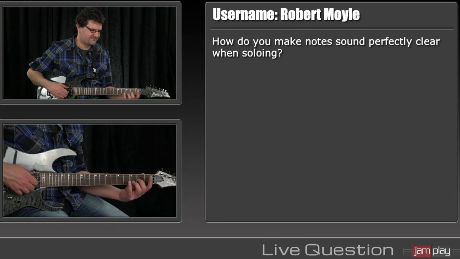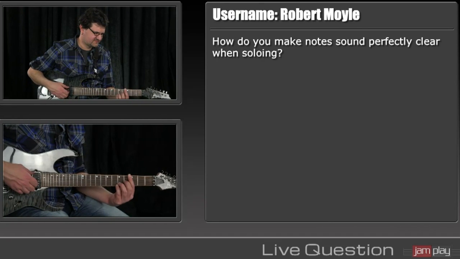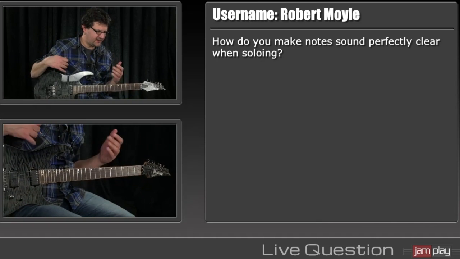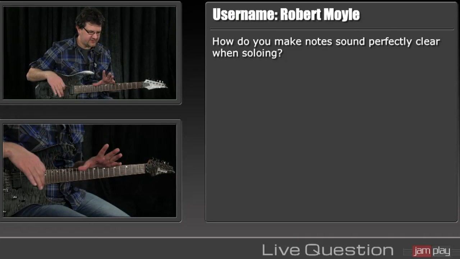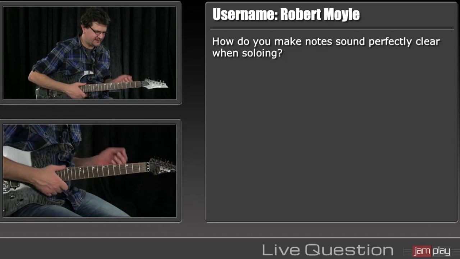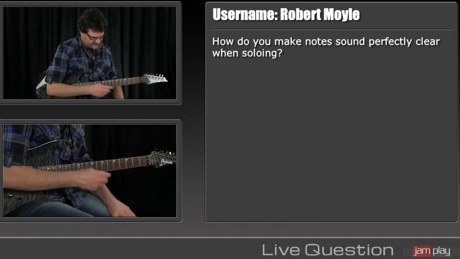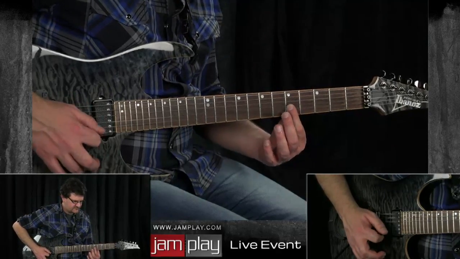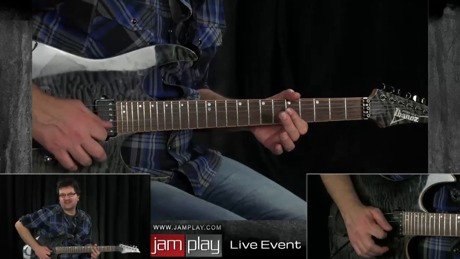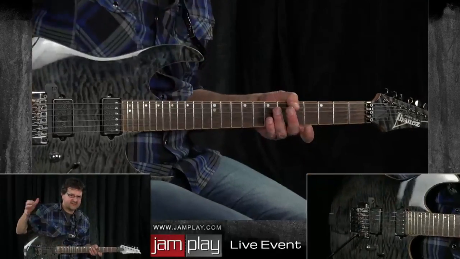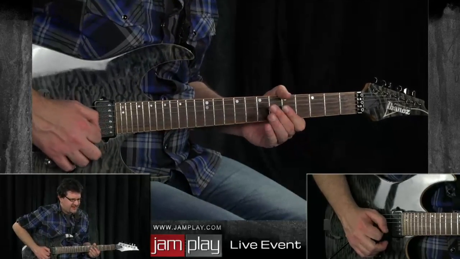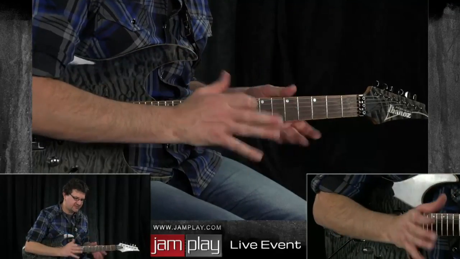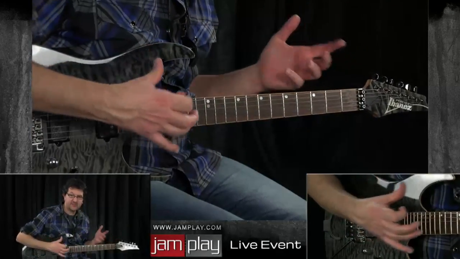From Robert Moyle, how do you make notes sound perfectly clear when soloing? I think it's a combination of the right hand and the left hand, and it has to do with muting adjacent strings. So if I've got a note on the 3rd string, 5th fret, for example, right now I'm playing clean, so it's going to sound clean. But let's say there's a lot of distortion around. Then if I hit a space on the guitar that is not intended to be heard, that's going to be amplified. You're really going to hear it, especially if there's delay.